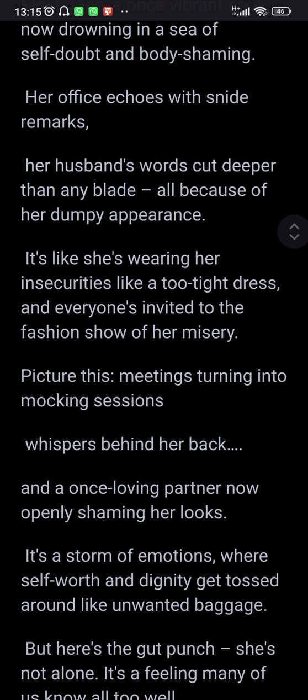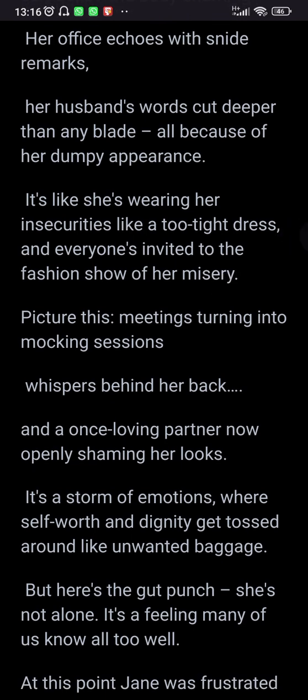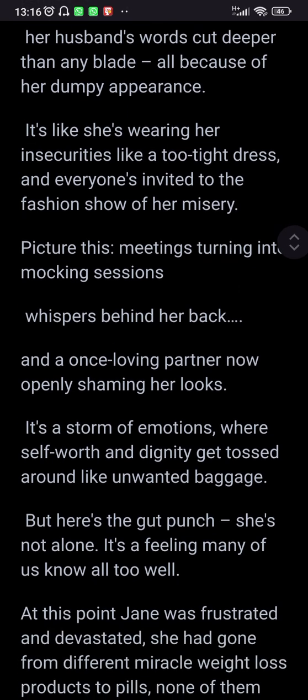It's like she's wearing her insecurities like a too tight dress, and everyone invited to the fashion show of her misery. There's nothing like a too tight dress. You are just trying to be clever. Please be very clear with your words, be very direct. No need to spend time writing words and sentences that are hard to understand. Picture this, meetings turning into mocking sessions, whispers behind her back.